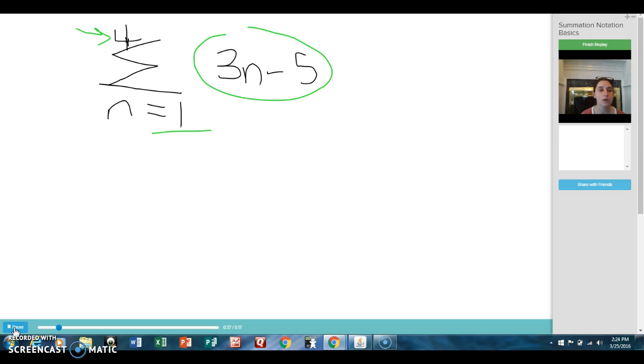with 4. So if I plug in 1, I get -2. If I plug in 2, I get 1. If I plug in 3, I get 4. And if I plug in 4, I get 7. The sigma, the Greek letter sigma, tells me to take these numbers and add them together. So let's see, that's going to be -2, 1, 4, plus 7. My sum is 10. Let's do another example problem.